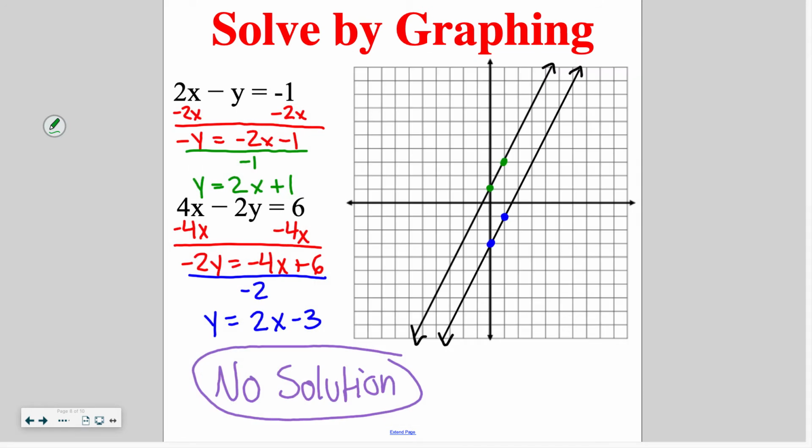When we rearrange this one, this first line corresponds to the first one, the second line corresponds to the second one. Notice, we've got the same slope, 2x and 2x, but we've got different y-intercepts. That puts our line as parallel, and that gives us the no solution.